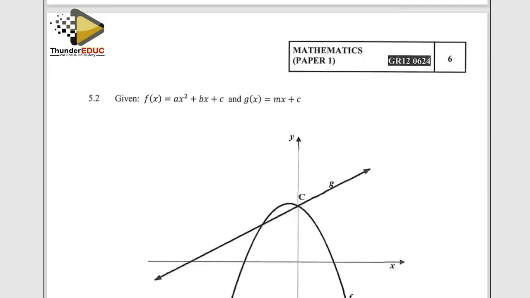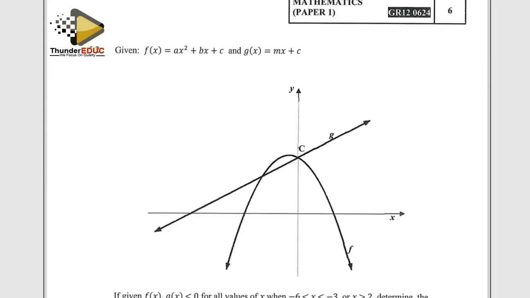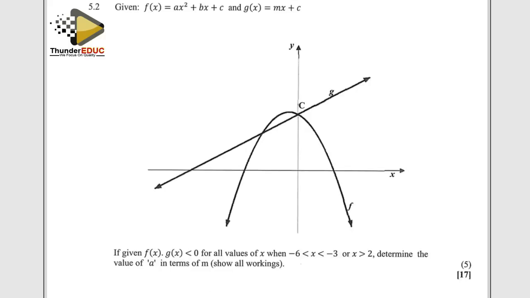Then 5.2, this one. If f of x is x squared plus bx plus c, and then the g of x is mx plus c. If it's given, okay, let's analyze this graph, that the g of x times the f of x is less than 0. So which means this can be a plus and a minus, or this can be a minus and a plus. One is below the x, the other is above. Okay, this is possible for values between -6 and -3, or when x is greater than 2. Determine the value of a in terms of m.